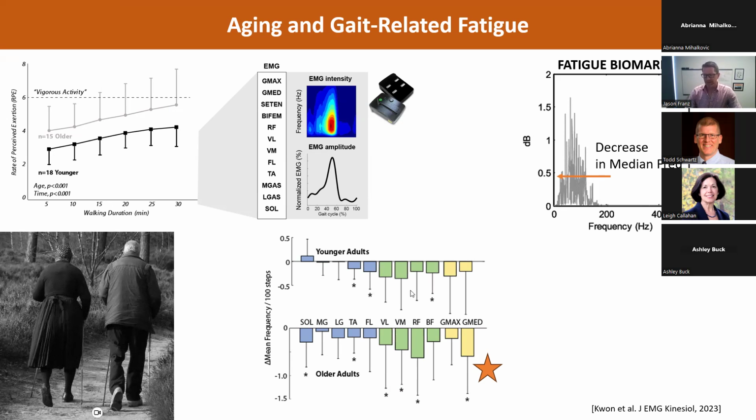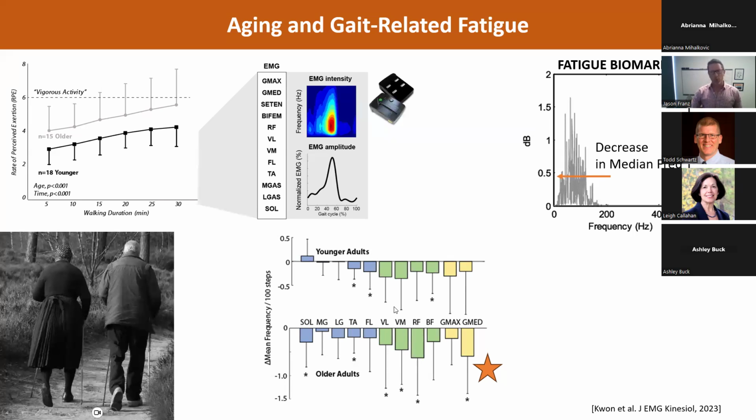So imagine this is the slope of onset of fatigue over the course of 30 minutes for our younger adults on the top, older adults on the bottom. And one of the things I'm going to point out with this star is the gluteus medius. This is something that doesn't fatigue in younger adults when we go walking, and it does if you happen to be an older adult. And the gluteus medius is really important. It swings your leg out to the side.